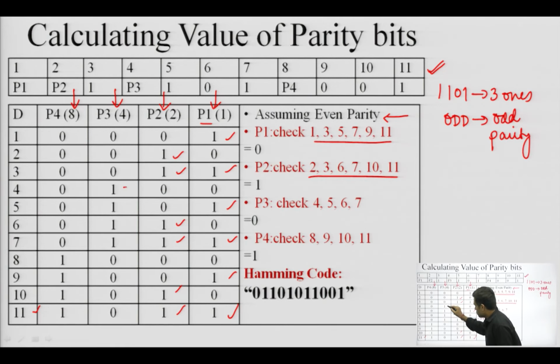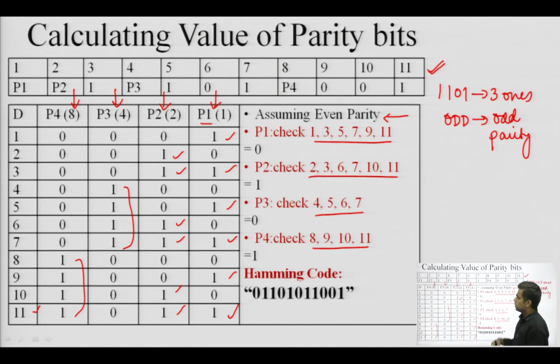Similarly, for this column you can check these 4 values, these are 4, 5, 6, 7, and similarly here 8, 9, 10, 11, 8, 9, 10, 11. Okay. Now, how to find the value of these bits? I will be checking these bit positions in my Hamming code structure: 1, 3, 5, 7, 9, 11.